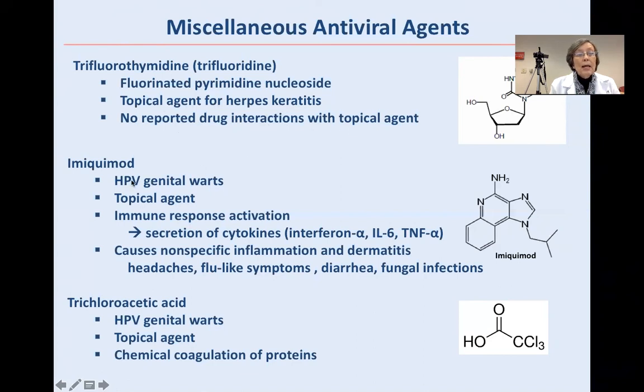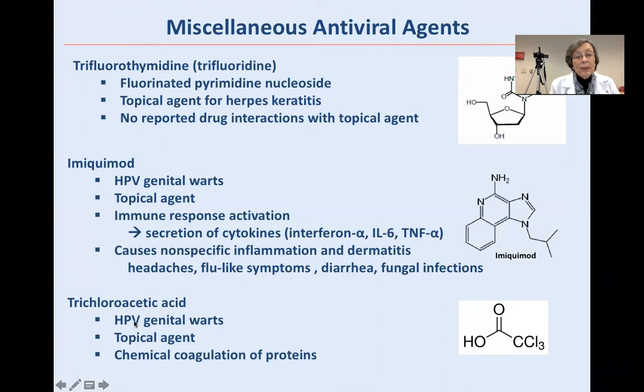We have imiquimod, which is used to treat human papillomavirus genital warts. It's again a topical agent. It causes an immune response activation, which leads to secretion of cytokines, mainly interferon alpha, IL-6, and TNF alpha. And it causes non-specific inflammation as a side effect, little dermatitis, headaches, flu-like symptoms, diarrhea, fungal infections, but basically these are minor.